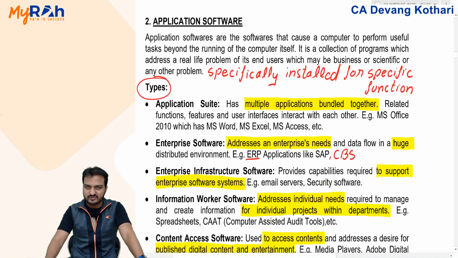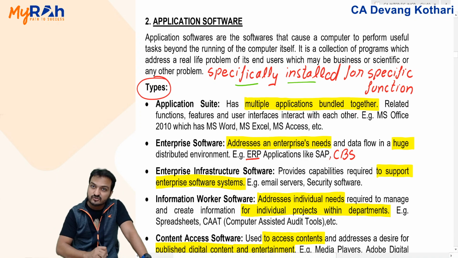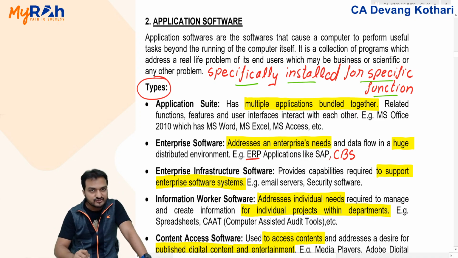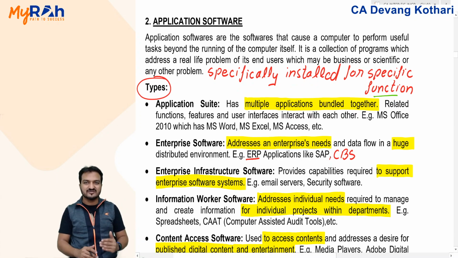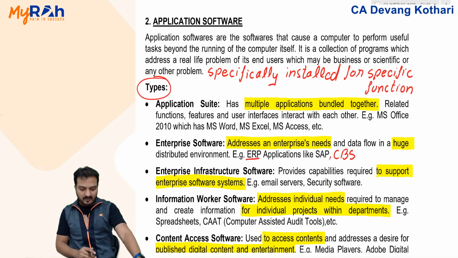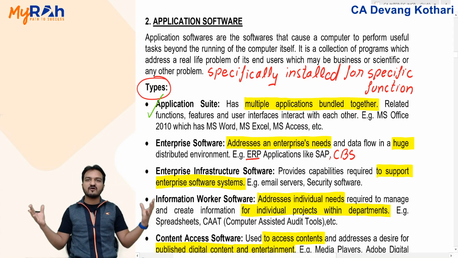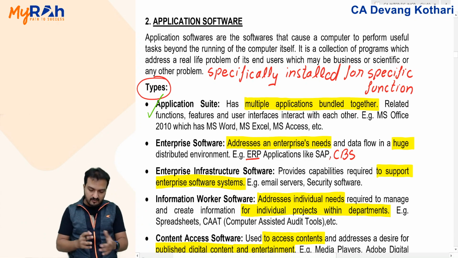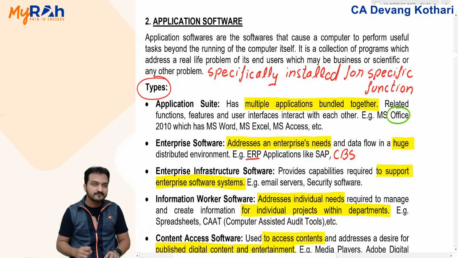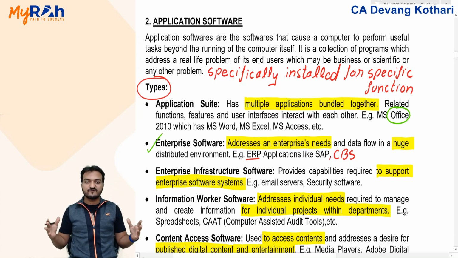Next, application software. Application softwares are the ones that are specifically installed for a particular function. Now, within application softwares, we did not learn functions. Rather, what we learned were certain types of application softwares. Like application suite is a collection of multiple applications bundled together, for example, Microsoft Office.